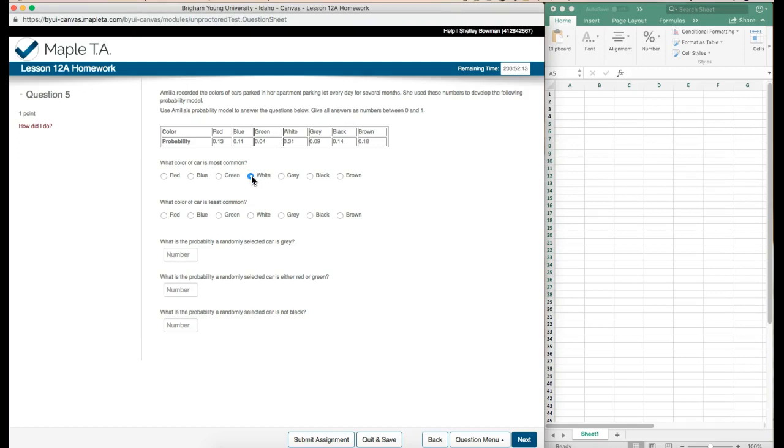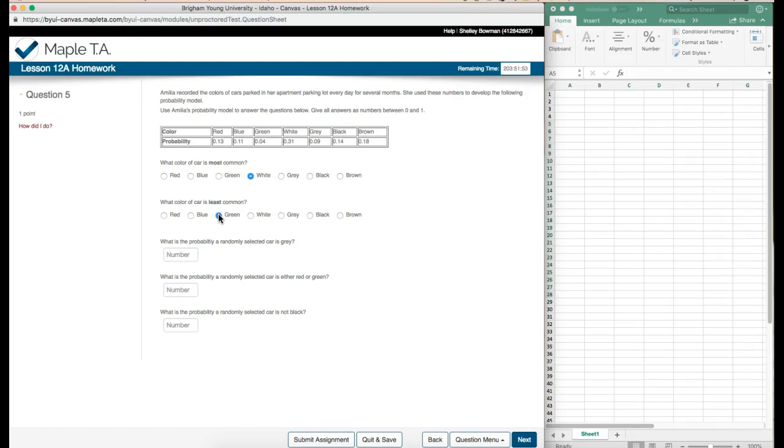The next one says, what color of car is least common? So I want the smallest number here. And I can see that 0.04, or if I wanted to think of it as a percent, 4%, seems to be the smallest number here. So green will be the least common car that Amelia has seen in the last several months.